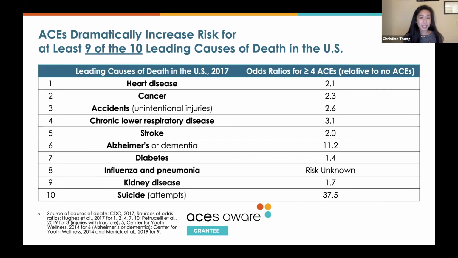When you think about heart disease, cancer, accidents, lower respiratory diseases, stroke, Alzheimer's, diabetes, this list that we see very frequently, you'll see that the odds ratios when you have 4 or more ACEs are pretty high: 2 times, 3 times, all the way up to 10, 11, 40 times.